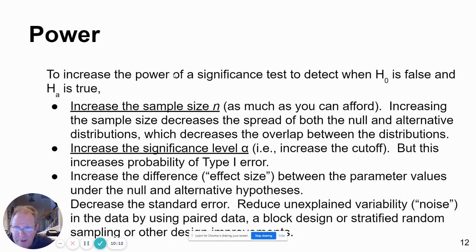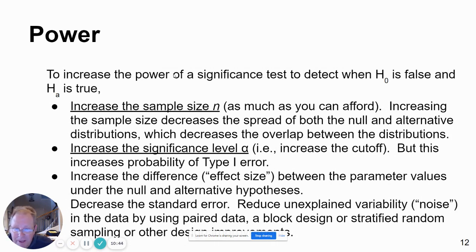So what's the second thing we can do to increase the power of a test? Increase the significance level alpha, that is, increase the cutoff. But this has a downside. It increases the probability of a type 1 error. So it's not a perfect solution. The higher the significance level, the greater the power, but that's only because the test becomes more lenient, so it becomes more favorable to getting an alternative hypothesis.